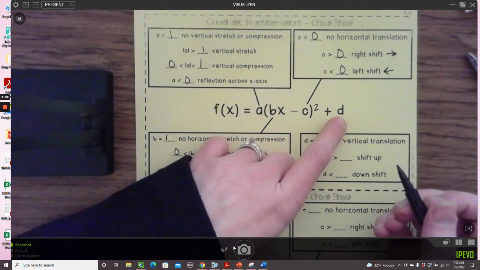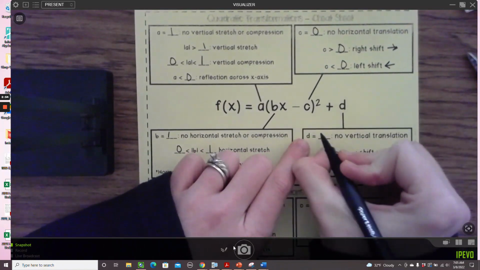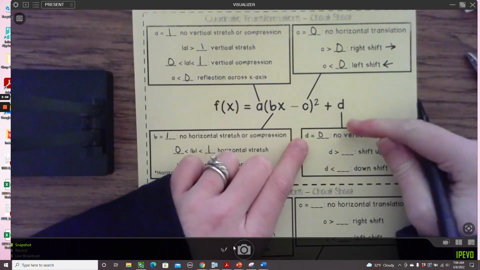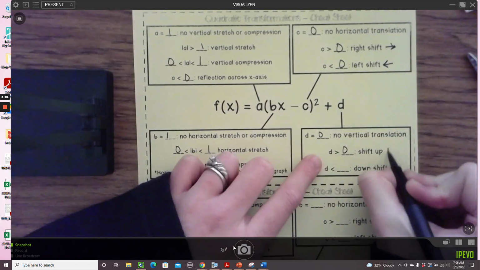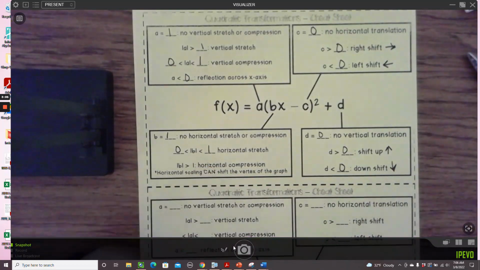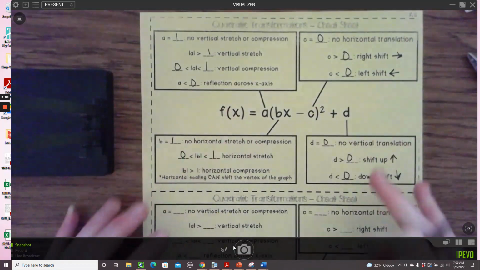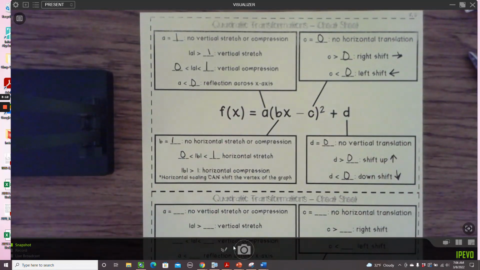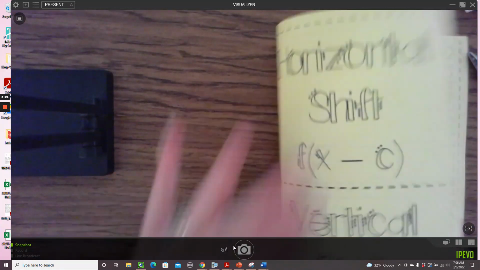And so the same with D. If we change the K value of the vertex, then if D equals 0, there's no vertical translation, so that's going up and down. If D is greater than 0, we're shifting it up, and if D is less than 0, we're shifting it down. So this is a good page to keep for these last lessons of this unit to help you with these transformations. So what we're doing today, we are doing horizontal shifts and vertical shifts.